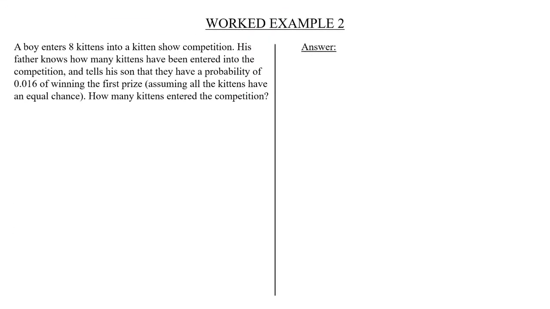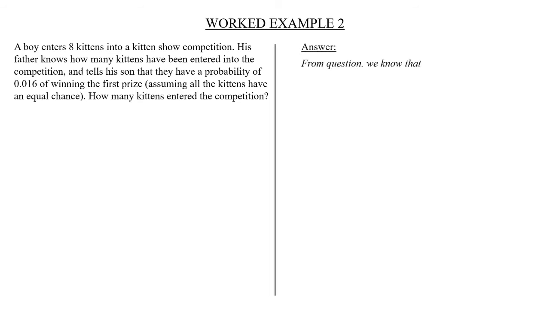Okay, now we look at worked example number 2. A boy enters 8 kittens in a kitten show competition. His father knows how many kittens have been entered into the competition and tells his son that they have a probability of 0.016 of winning the first prize, assuming all the kittens have an equal chance. How many kittens enter the competition?